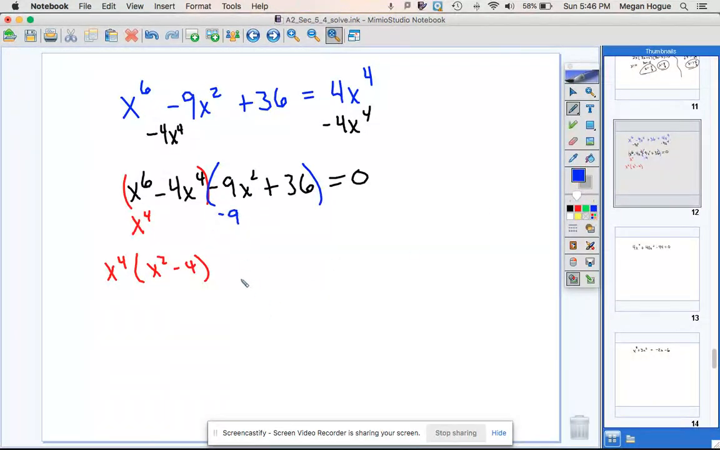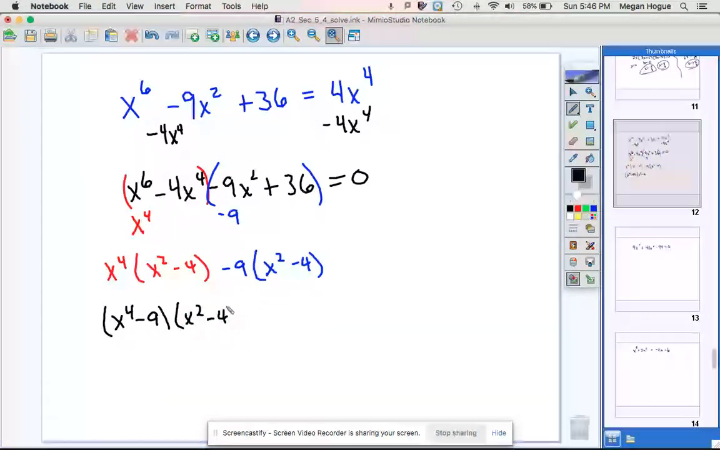GCF here, negative 9, leaves me with x squared minus 4. Well, this one's kind of different. Look, we've got x to the 4th minus 9. And what matches is x squared minus 4. Ooh, this is going to be a doozy. I can't do the square root method if it's to the 4th, so I've got to break that up.